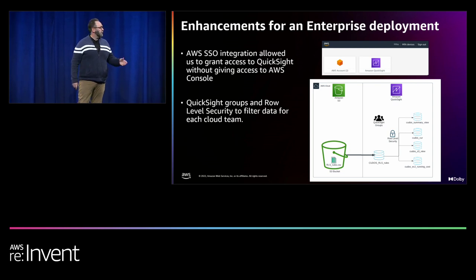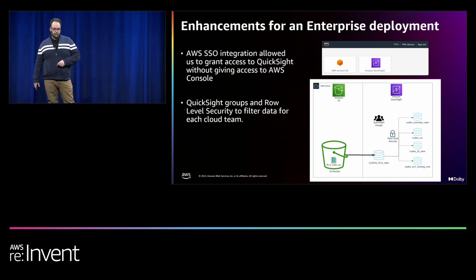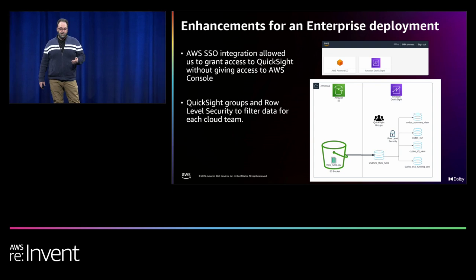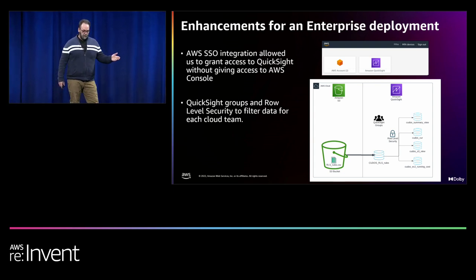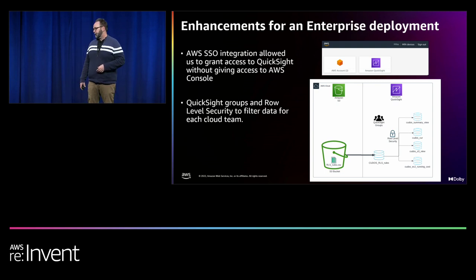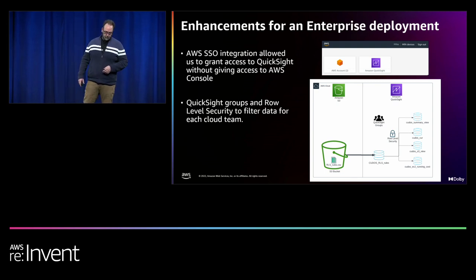Account owners are just shown another button on their SSO portal that they're already using to log into the AWS console. Now, users are provisioned with QuickSight user accounts automatically the first time they log in with AWS SSO. And once they do that, we can then place them into QuickSight groups, which enables the second enhancement we put in place, which is called row-level security. Rohit also talked about that earlier.